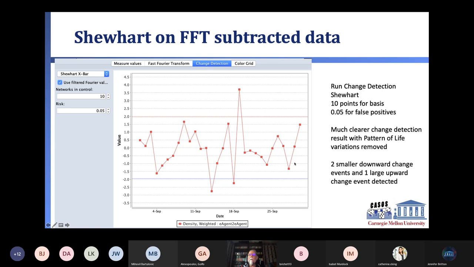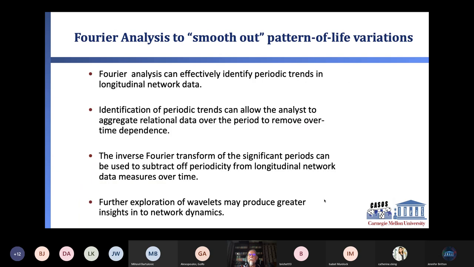So we can remove some pattern of life background and sustain a high sensitivity without being overwhelmed by false positives. Okay, so that's just an example, but essentially it shows you how Fourier analysis and nonlinear filtering can be used to smooth out pattern of life variations. The Fourier analysis part helps you identify the periodic data trends that are in your longitudinal network data. The analyst can play with them and decide which ones to remove, try removing different ones, seeing how much it helps. We can invert the Fourier transform of the ones that are identified as significant in order to synthesize an estimate of the background periodic activity and then subtract that.